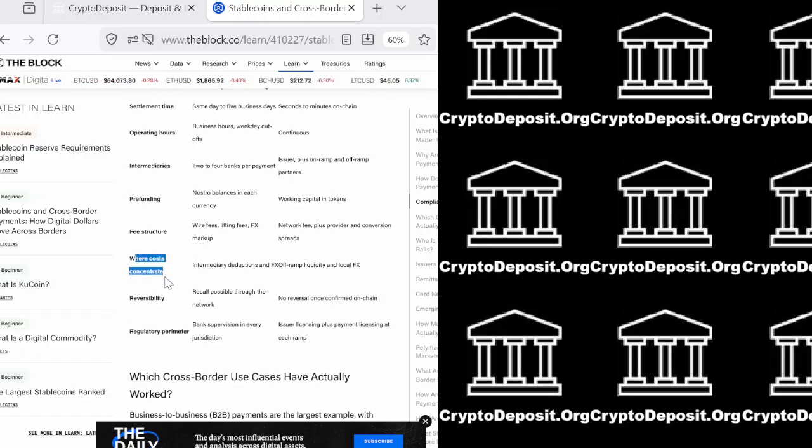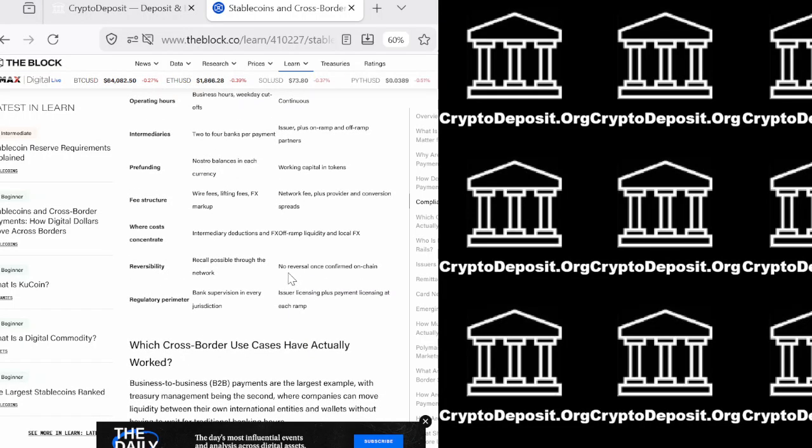So where the costs are concentrated. Usually it says here for banking, intermediary deductions and the FX. But over here, it would be off-ramp liquidity and local foreign exchange. So reversibility with traditional banking, recall is possible through the network, yes, but perhaps the downside, some might say, would be that if you are sending a transaction from one stablecoin sender to a recipient, it's not necessarily reversible unless the recipient consents to send it back.